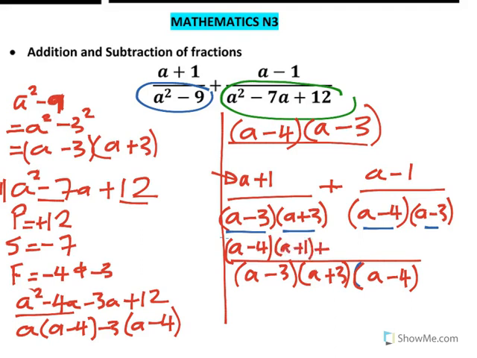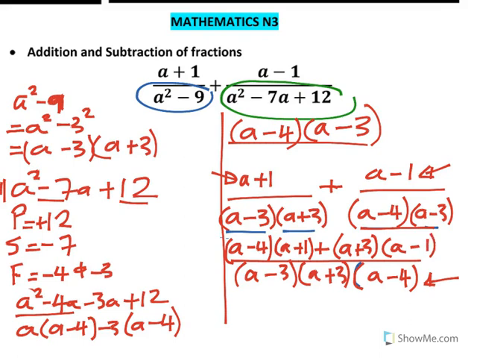plus the same thing, a minus 4, this one, a minus 4, a minus 3, into the bottom, which is a minus 3, a plus 3, a minus 4. You cancel out what is similar. You are going to be left with a plus 3, and this a plus 3 will multiply the top, which is a minus 1.